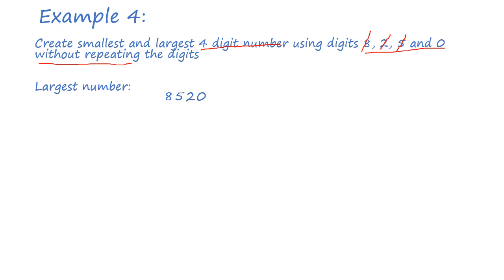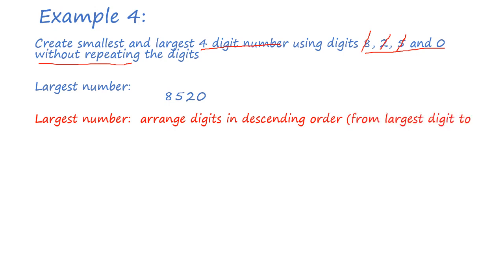You can see a pattern in creating the largest number, and the pattern is we arrange the digits in descending order, that is from the largest digit to the smallest digit. We started with 8, then we moved on to 5, then 2 and 0. So that's the rule to create the largest number. You can imagine that for the smallest number we can use a similar rule. We just have to make it opposite. We'll start with the smallest digit and move on to the largest digit.